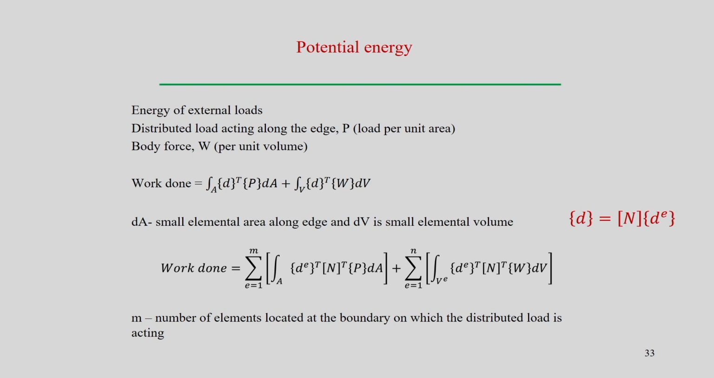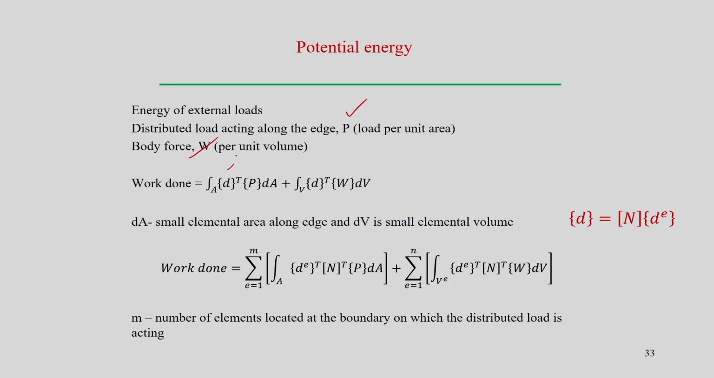For example, the distributed load along the acting edge is P, the load per unit area, and the body force is equal to W, that means per unit volume. Body force acts per unit volume, the distributed load acts per unit area, and the concentrated load acts exactly at one particular node. Therefore, W is the body force per unit volume. So, the work done by the external load can be estimated like that.